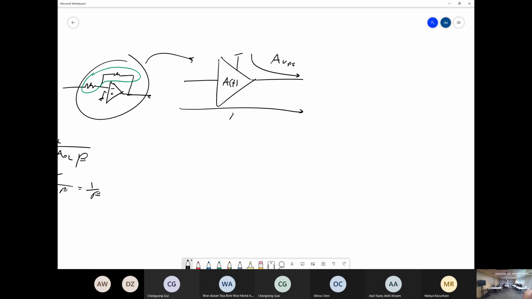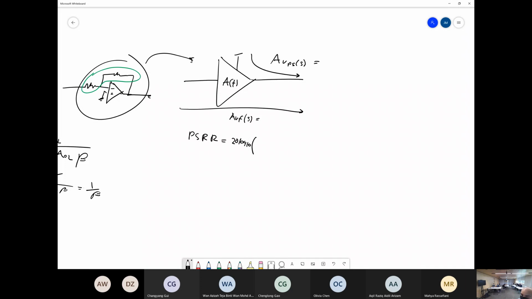So this is AVPS, and AVF is the forward gain, and I'll use S, because Laplacian domain is the best. So you have a power supply gain and you have a forward gain. Your PSRR in log is 20 log 10 of your forward gain over your power supply gain. So let's write this out.